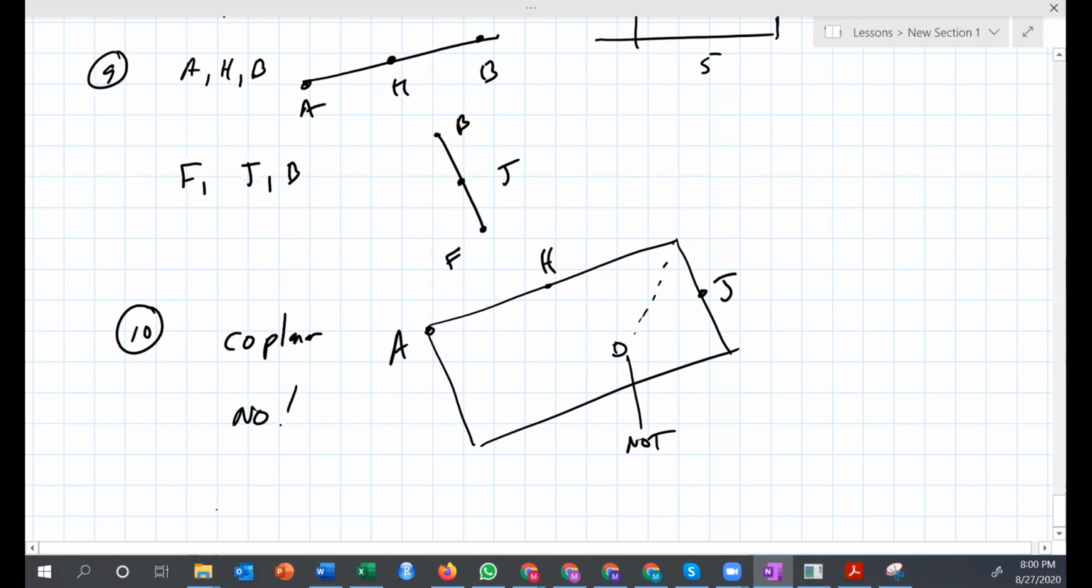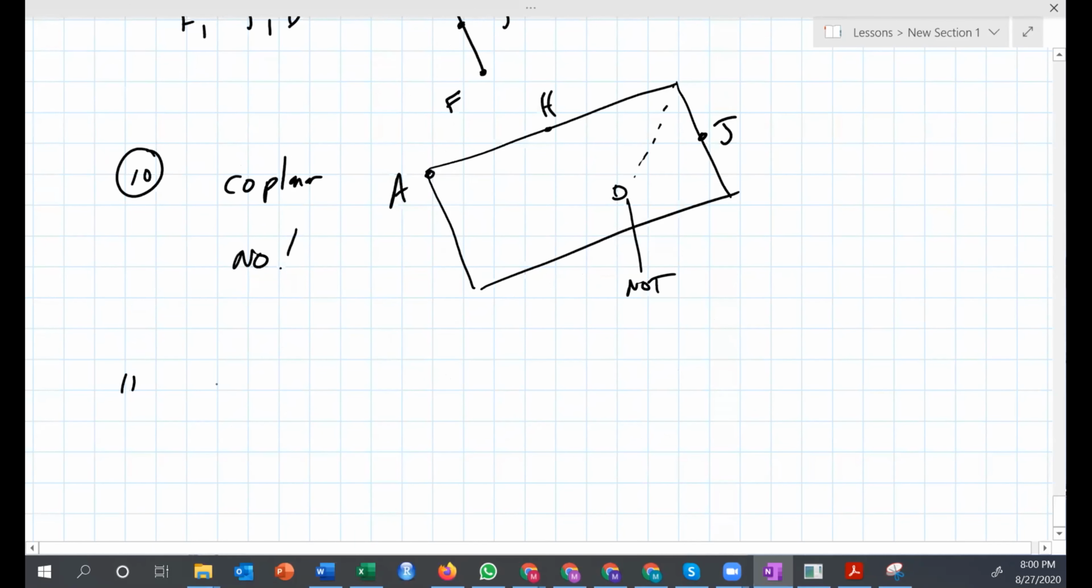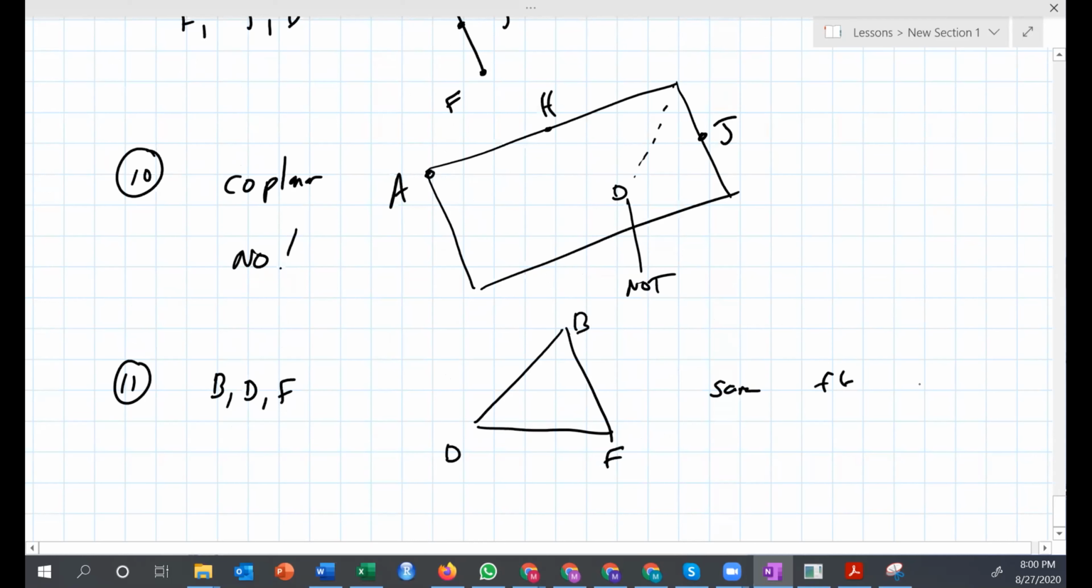Okay. B, D, and F are coplanar because they all lie on this triangle that's in the back there. There's B, there's D, and there's F. They're all on the same flat surface. You can think of it as.